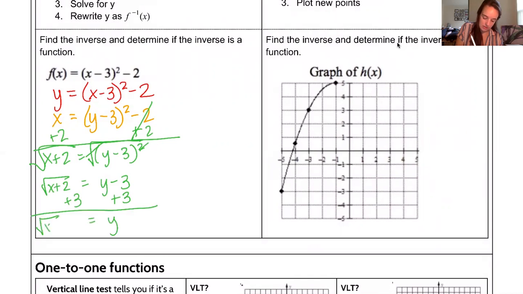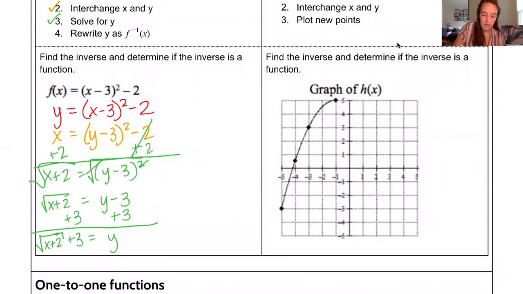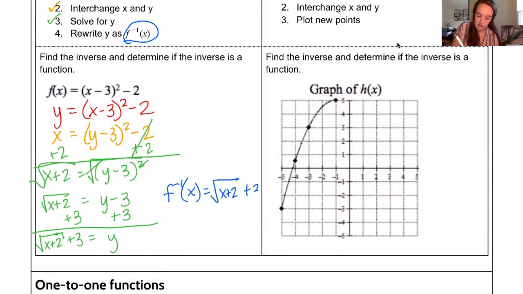So we have the square root of x plus 2, plus 3. This would be my inverse, right? Because I've switched x and y, this is now the inverse. And so that was solving for y. And now I want to rewrite y as the inverse notation, which looks like this. So I'm going to say f inverse of x is equal to the square root of x plus 2 plus 3.